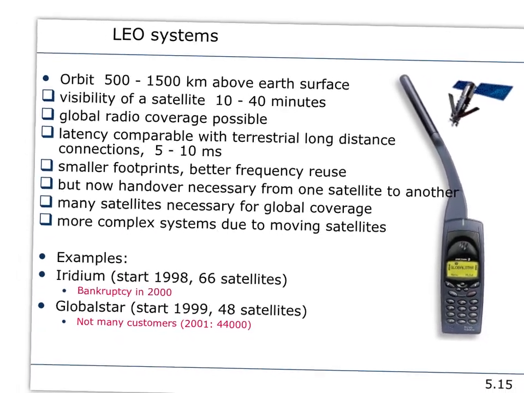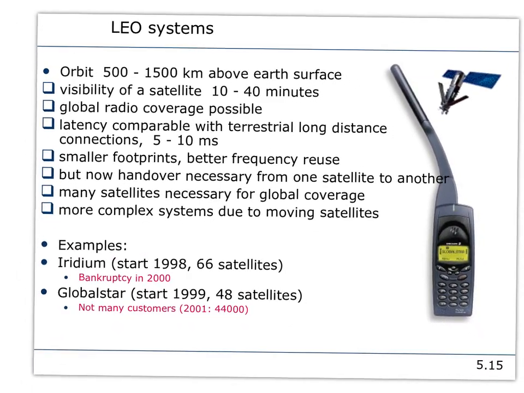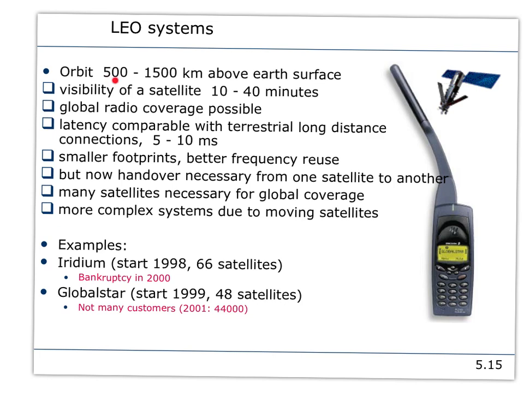So LEO, as we said, is the most common. In that case, the radius, the small r, is between 500 kilometers to 1,500 kilometers above Earth. It's still circular. The visibility of the satellite is usually around 10 to 40 minutes. And what that means is that if there is a specific mobile user on the ground on Earth, it can associate itself to the same satellite for 10 to 14 minutes, not more than that. And then it has to hand over to another satellite.